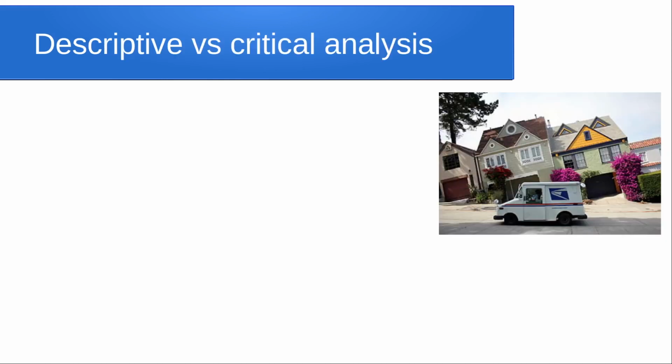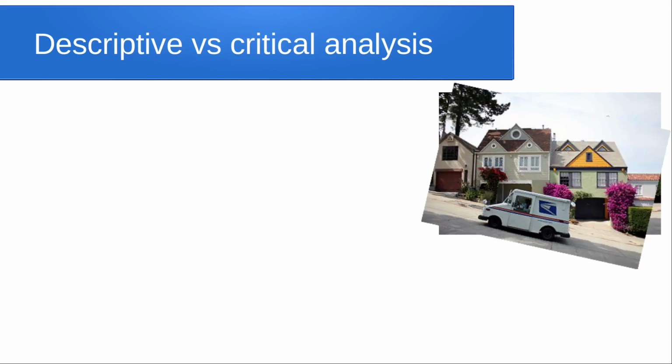Now, when we look at descriptive versus critical analysis, when we look at this picture, for example, and we see this mail truck and we see what is the matter with all of these houses, can you guess what is the matter? Why are all these houses tilted? Is it because there was an earthquake and all the houses were tilted, or is it because of something else? Well, as it turns out, actually the picture is tilted. So actually the truck is going uphill and the houses are perfectly normal.